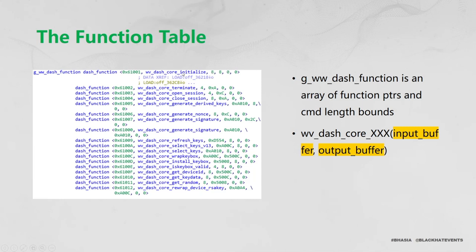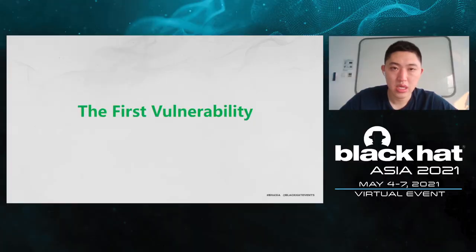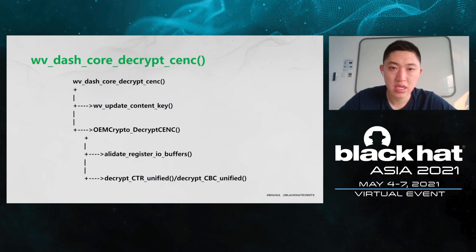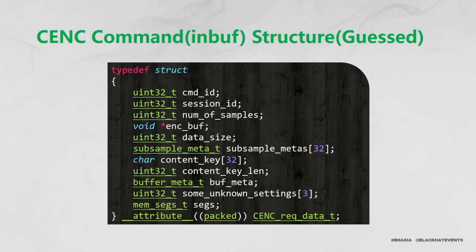Okay, as we have found the function pointer of each command handler, we can look into each of them and find if there are any vulnerabilities. And then I found my first vulnerability, and this is the invocation graph of it, how to trigger the vulnerability.